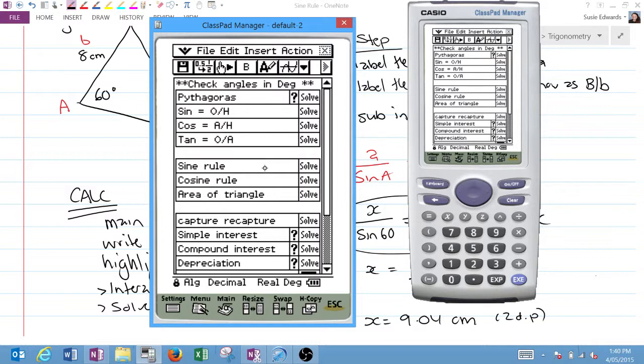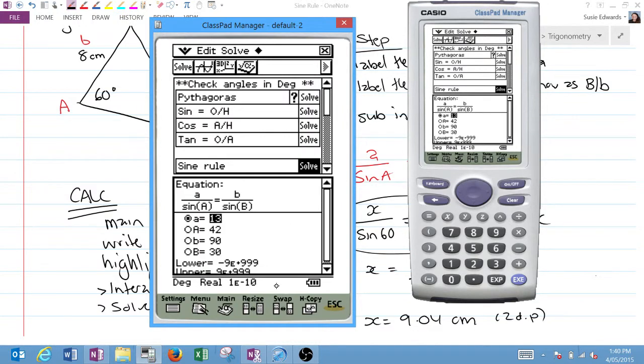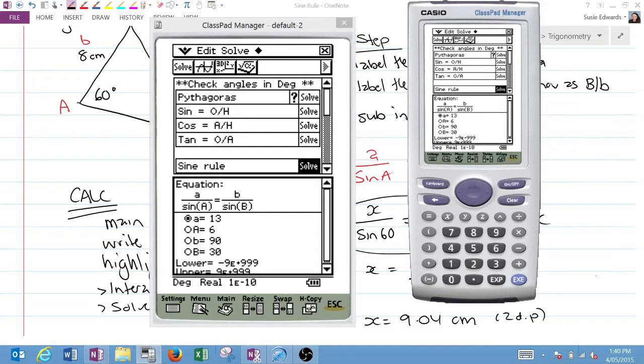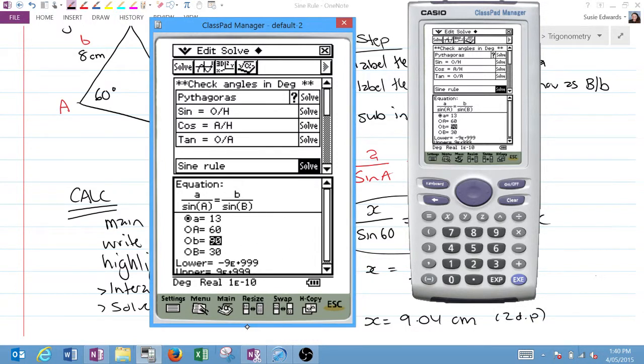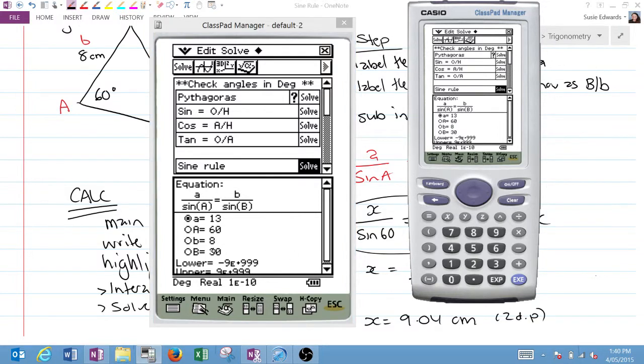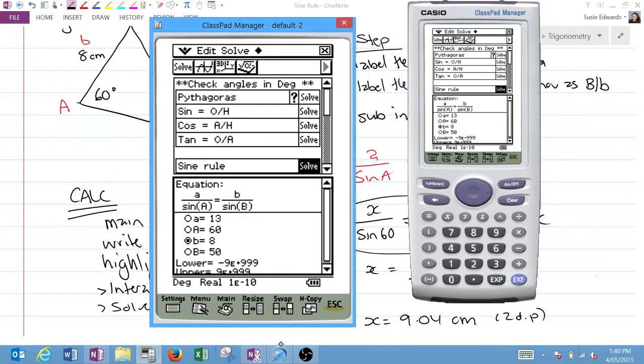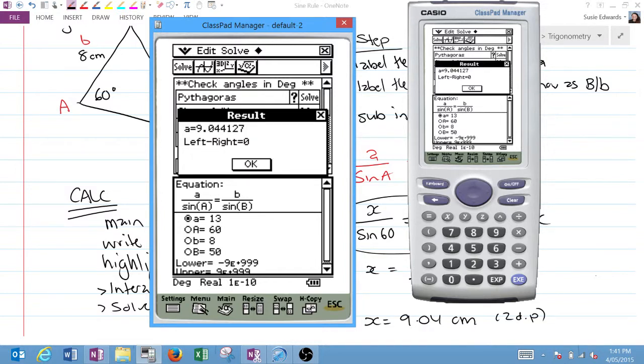So what you can do in this is it says sine rule here. You press solve and then you sub in the numbers. So little a was, we don't know. We're trying to find it. So we click that button on there. Capital A was 60. Little b was 8. And capital B was 50. And see how down the sides here we can highlight the little dots there? The one we're looking for is the one we highlight. So we're saying we want to find little a. And so I click solve and it gets my answer there.